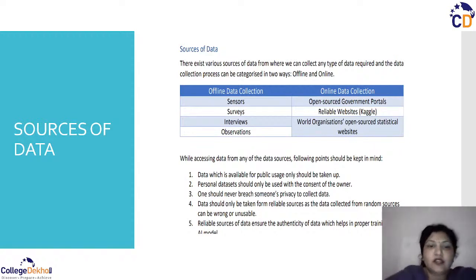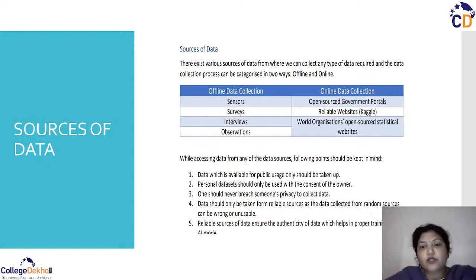If you are taking any personal data sets for building an AI-enabled system, you have to take the consent of the owner. One should never breach someone's privacy to collect data. You cannot put a camera behind a hospital where a camera should not be, just for collecting your data. It's not authorized, it's not valid. Why? Because you are hacking the data of that person.